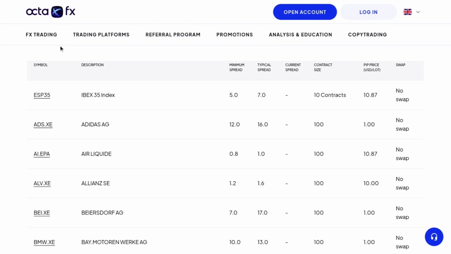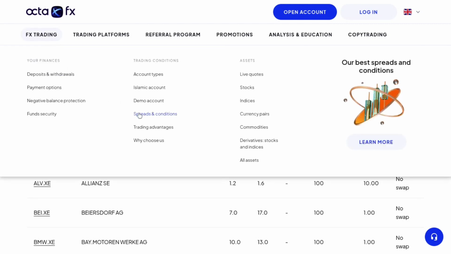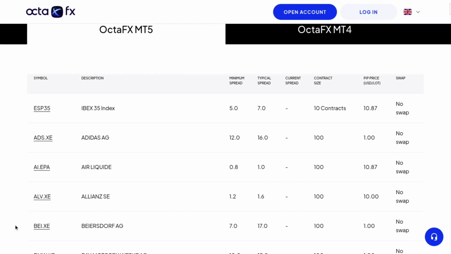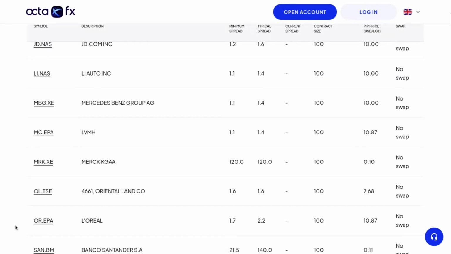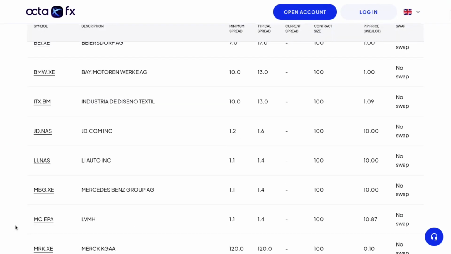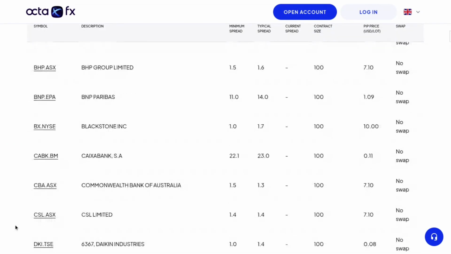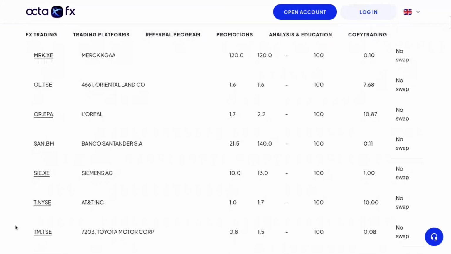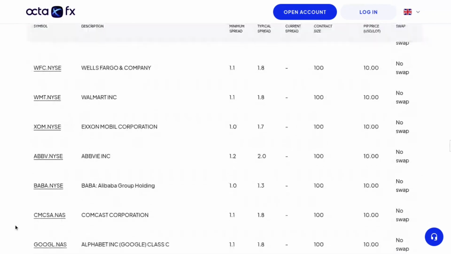Next, we'll look at Octa FX. You go to FX Trading, Spreads and Conditions, and you end up on this page here. They don't offer too many in terms of their spreads. Question is, why is this one? So right now, it looks like we're seeing a lot of shares, but it's not what we want to see. Oh, there we go, near the bottom. Okay.